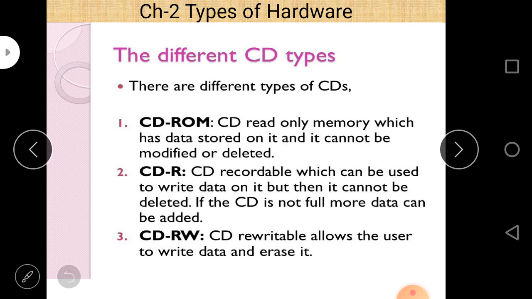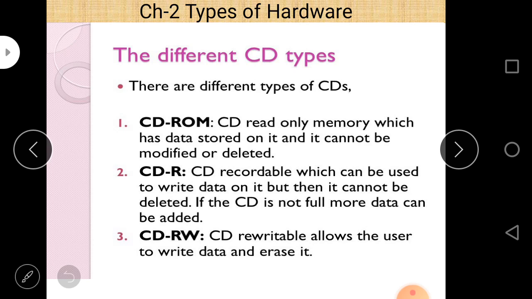And then CD recordable, also known as CDR, which can be used to write data on it. It cannot be deleted, but if the CD is not full, more data can be added. So data also can be added to a CD recordable if it is not full.